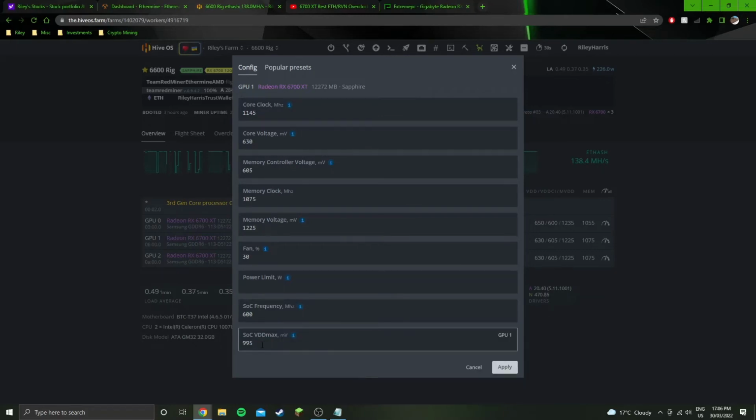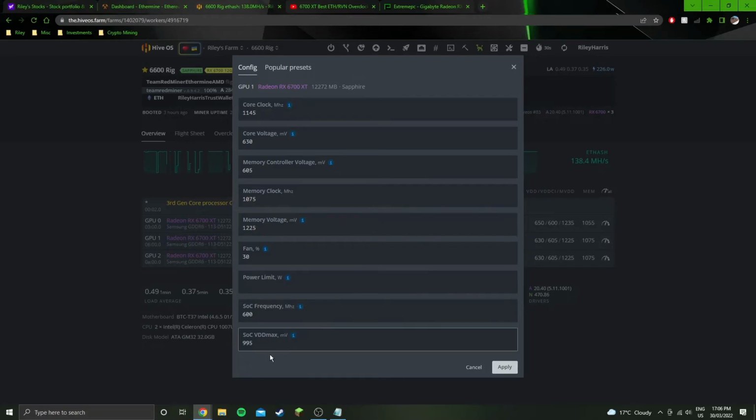So, 1, 2, 3, and 4. One of those needs to be increased. You probably won't know which one, so just increase them all until the rig is stable. And then once it is stable, you can, if you want to, start working back down.